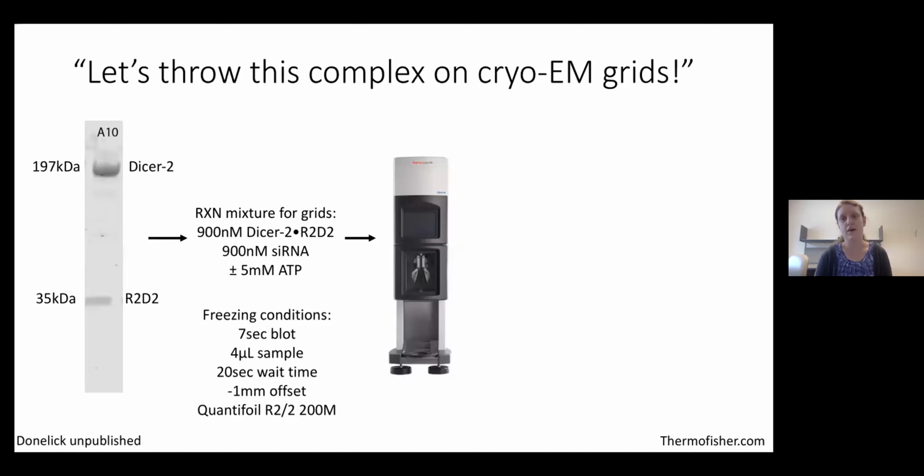So let's throw this complex on CryoEM grids. And here, again, I'm just showing you that I purified my complex through affinity and size exclusion chromatography, where this fraction was then used for the CryoEM grids, where we see a clean dicer2 band and R2D2 band with very minimal contamination of other proteins. I then create a reaction mixture of dicer2 and R2D2 with an equal amount of siRNA in the presence or absence of ATP.